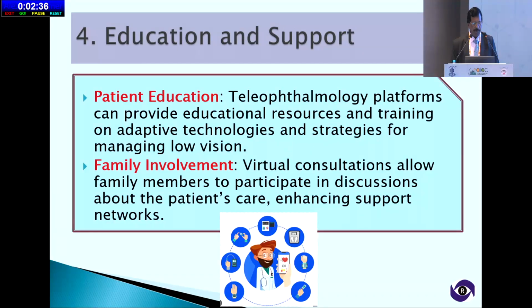So education support also. Patient education is very important, because unless the patient is educated on how to use the low vision aids, it is very difficult to use them. So the teleophthalmologist can help them with education resources, training, and adaptive devices and technologies, etc. And the patient's family members can also help them through teleophthalmology.